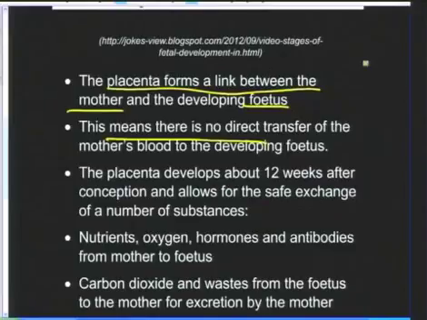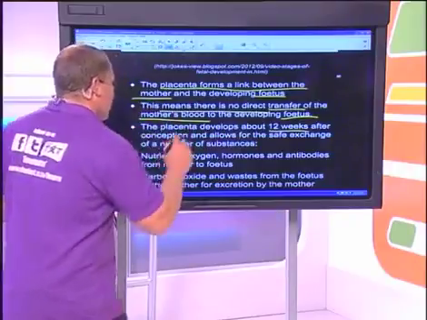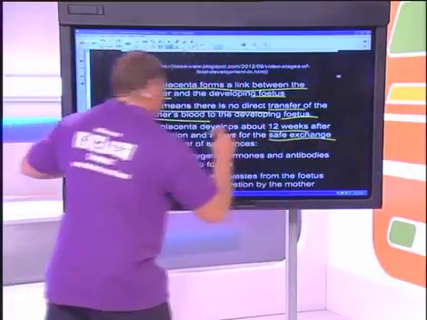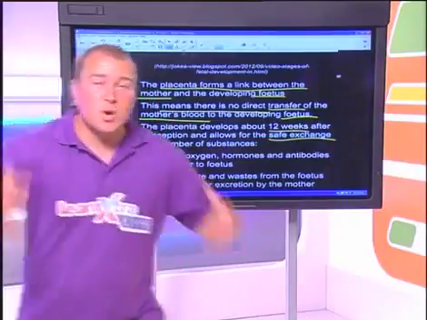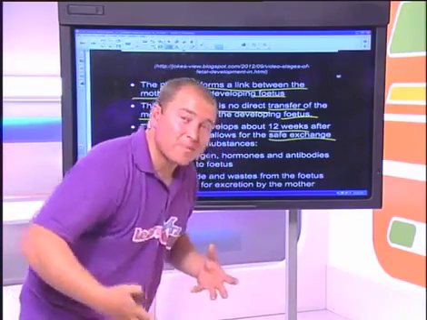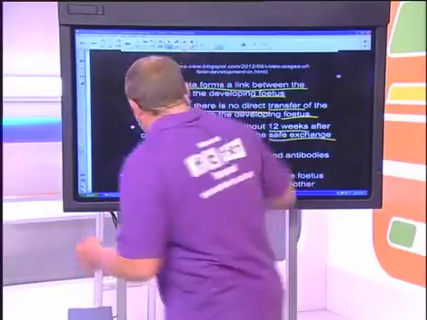So there's no direct transfer of mother's blood and the fetus's blood. Are you happy with that? Okay, cool. Now, the placenta develops about 12 weeks after conception, which means the sperm and egg got together. It allows safe exchange of a number of substances. That's why we have the placenta. There's specific things baby needs, specific things mother's got to help it with. You with me? So we're going to have a look at the following things.